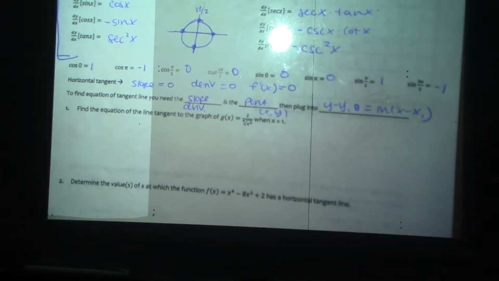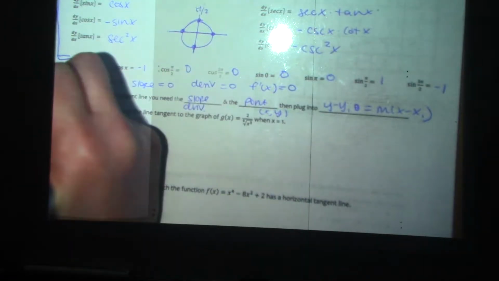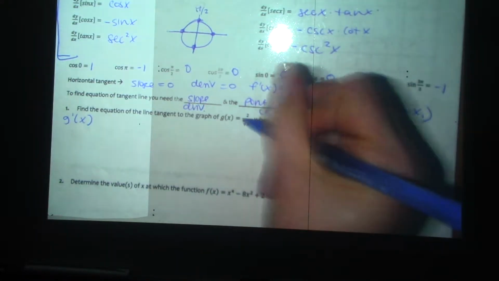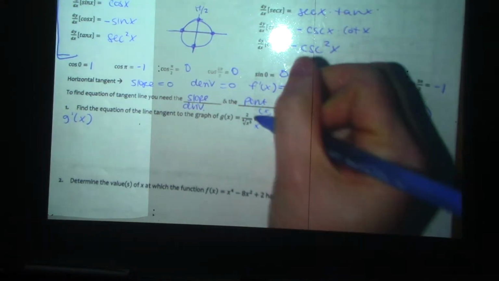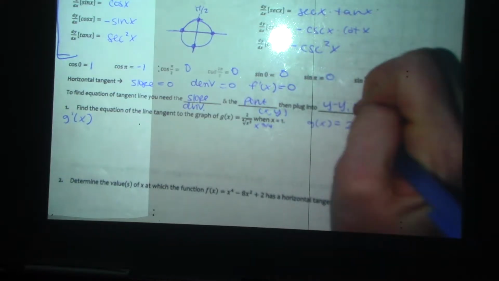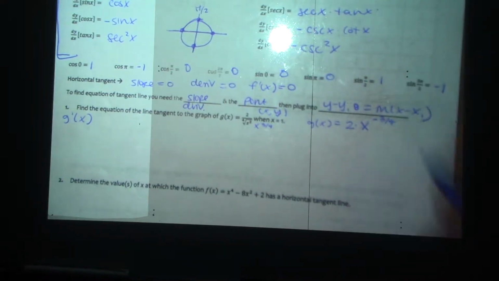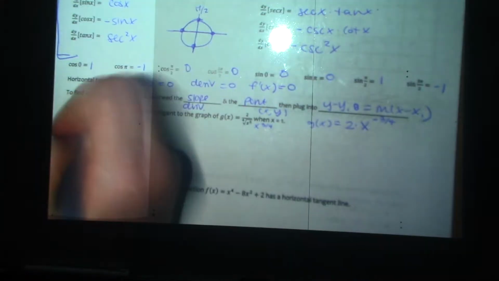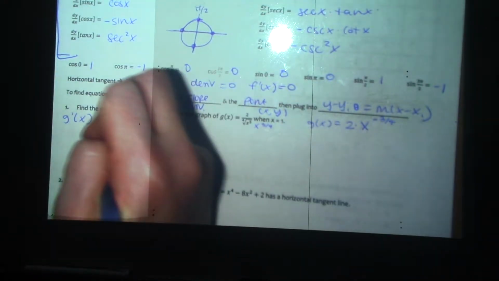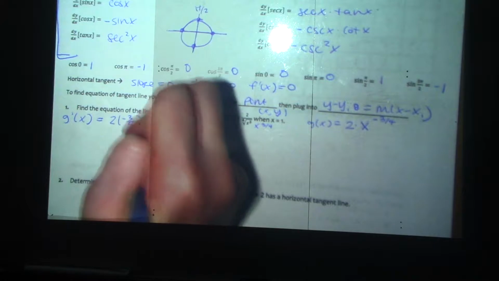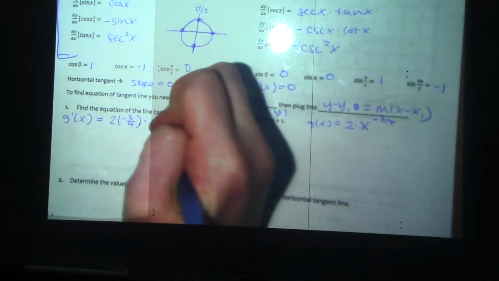So, finding the equation of the line tangent to the graph. First step, I want to find my slope, so I'm going to do g prime of x. I'm going to rewrite g of x as 2 times x to the 3/4 power in the denominator, because the fourth root is like dividing by 4 in the root. And this is on the bottom, so I'm going to bring it up with a negative, so this is x to the negative 3/4. Right, and then for g prime, I'm going to take the derivative, bring this down, 2 times negative 3/4. Take away 1, that would become negative 7/4.